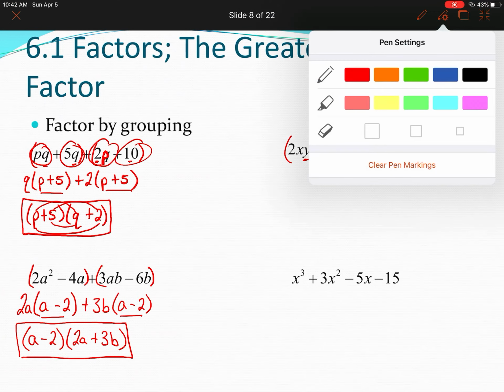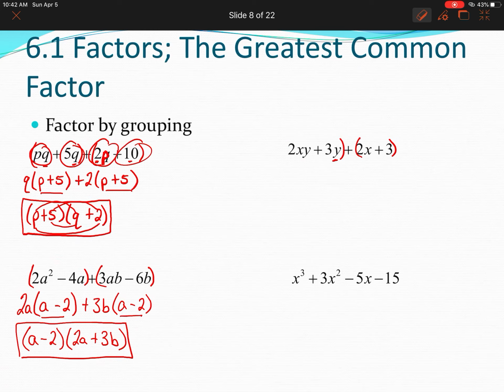So what I'm going to suggest to you is that we consider regrouping this one. Okay? And here's what I think about when I think about the regrouping. I notice that if I can put the 2xy and 2x together, there's a 2 and an x they both have in common, right? That would be number and letter. And then I also notice that if I put the 3y and the 3 together and group those, well, they have a common factor of 3. No other letter, but that's okay.